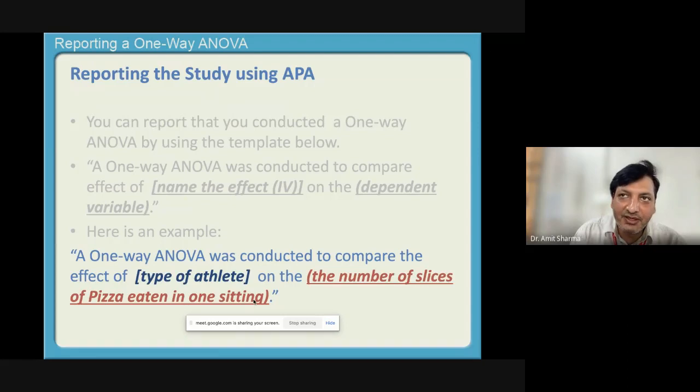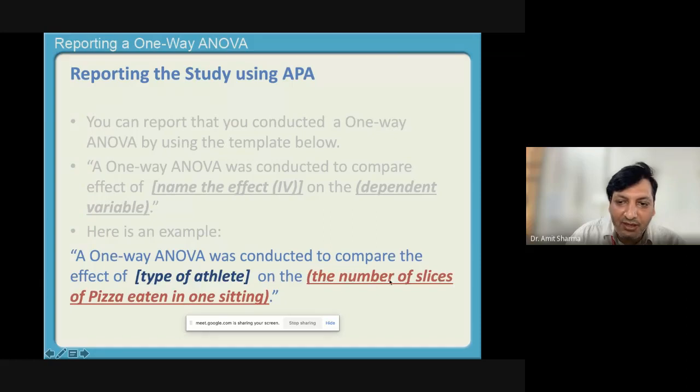Is there a difference, or are all the athletes, those participating in a relay race, in the javelin throw, or in boxing, all consuming an equal number of slices of pizza in a single sitting, or is there a difference? This we want to find out. So how you can write that a one-way ANOVA was conducted to compare the type of athletes. Type of athlete, that means we have more than two categories. Only when more than two categories are there are we eligible for the ANOVA on the number of slices.